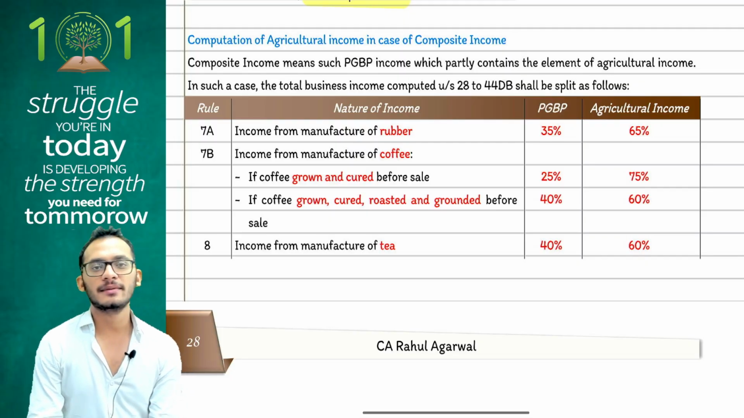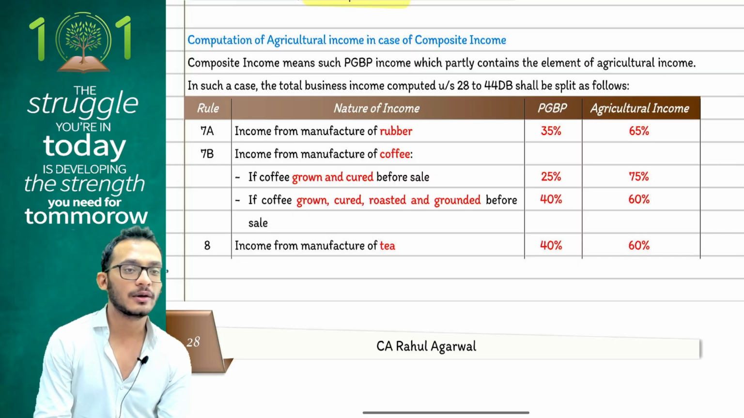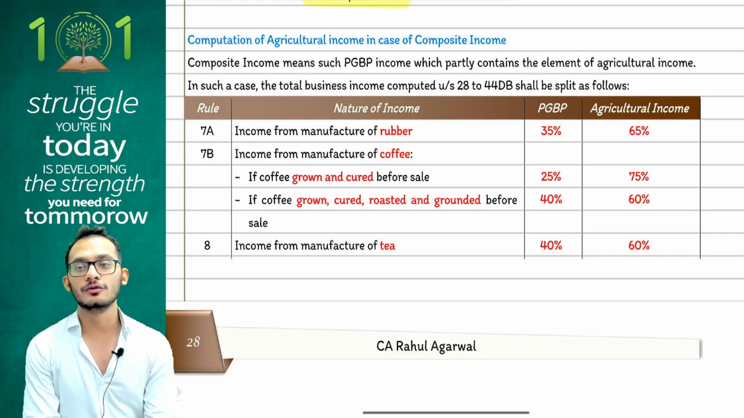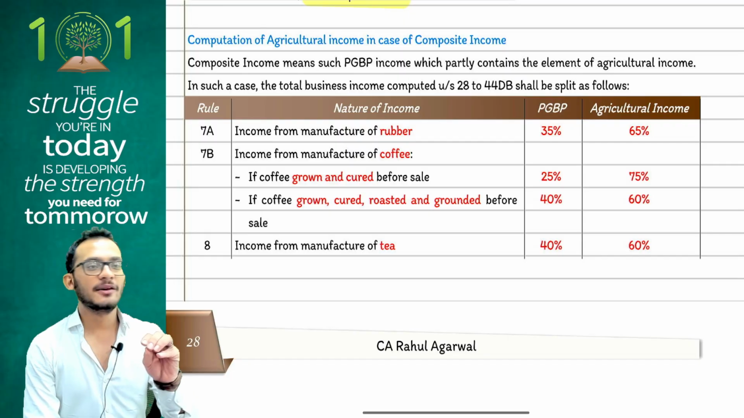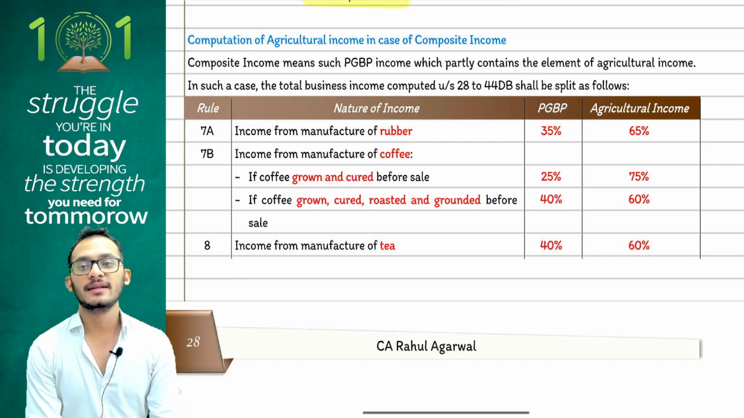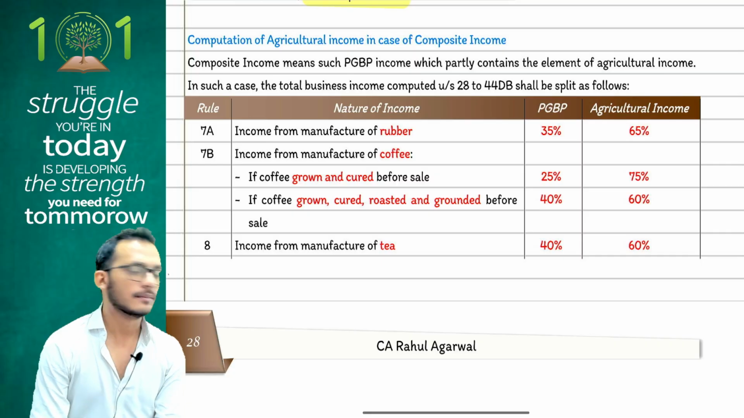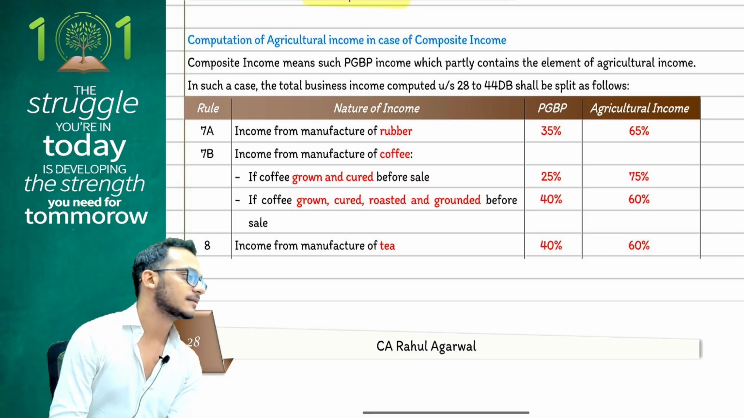To that extent, income tax said, whenever you're having coffee business where you're growing and curing, 25 goes to PGBP, 75 goes to agriculture. So 25% is for curing, 75% is for growing. Are we making sense?